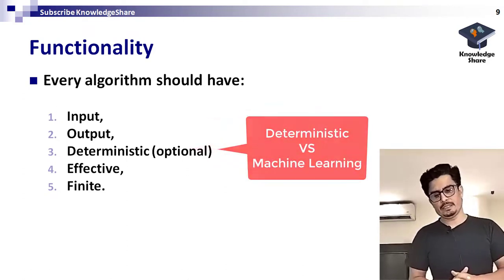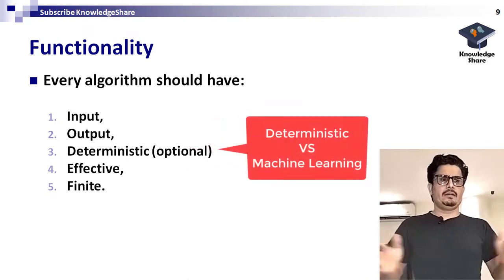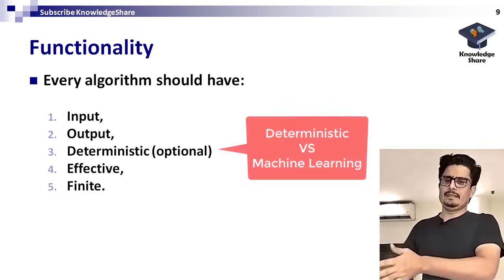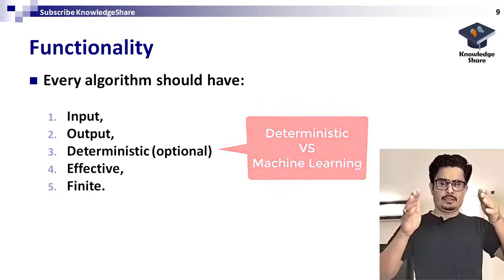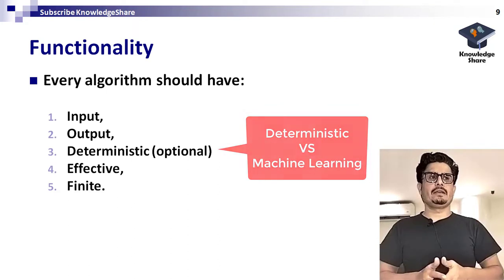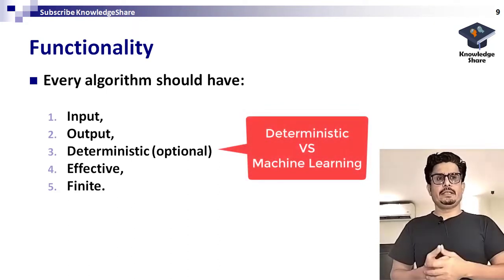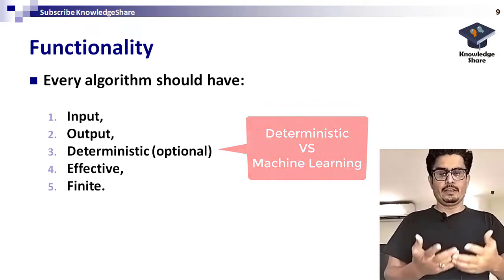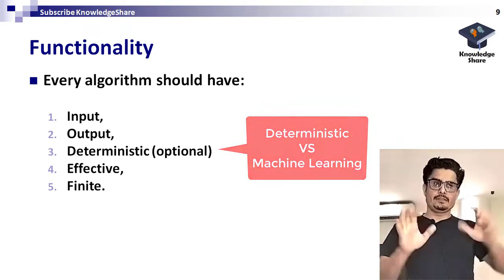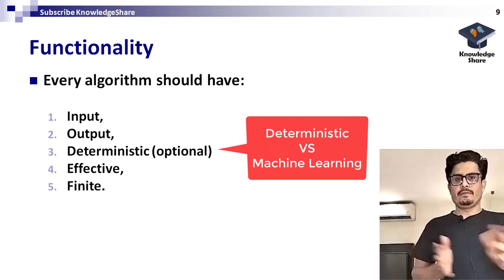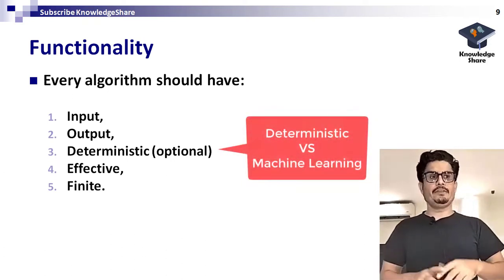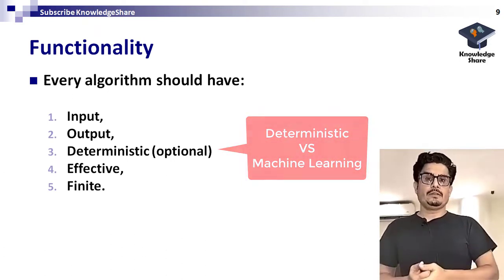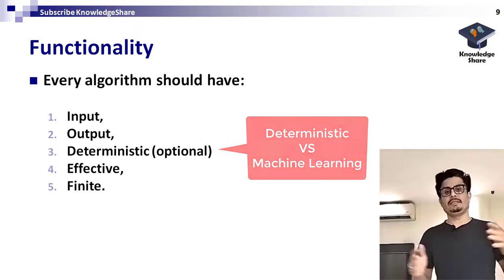Deterministic means that if we keep aside machine learning algorithms and discuss conventional algorithms, for example a sorting algorithm, it must give you correct sorting. There is no chance of error. If we talk about machine learning algorithms, we are not discussing 100% accuracy.